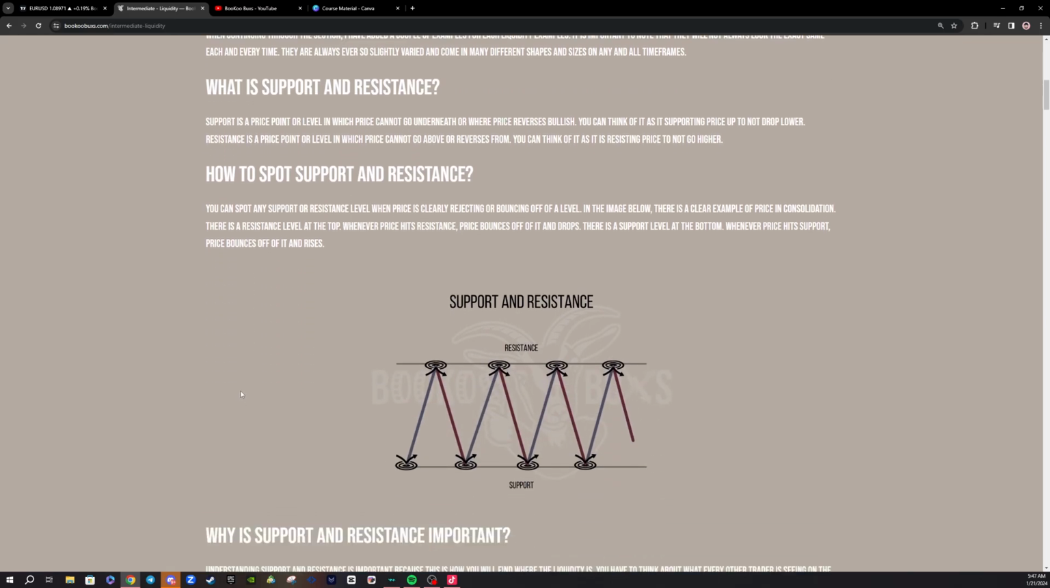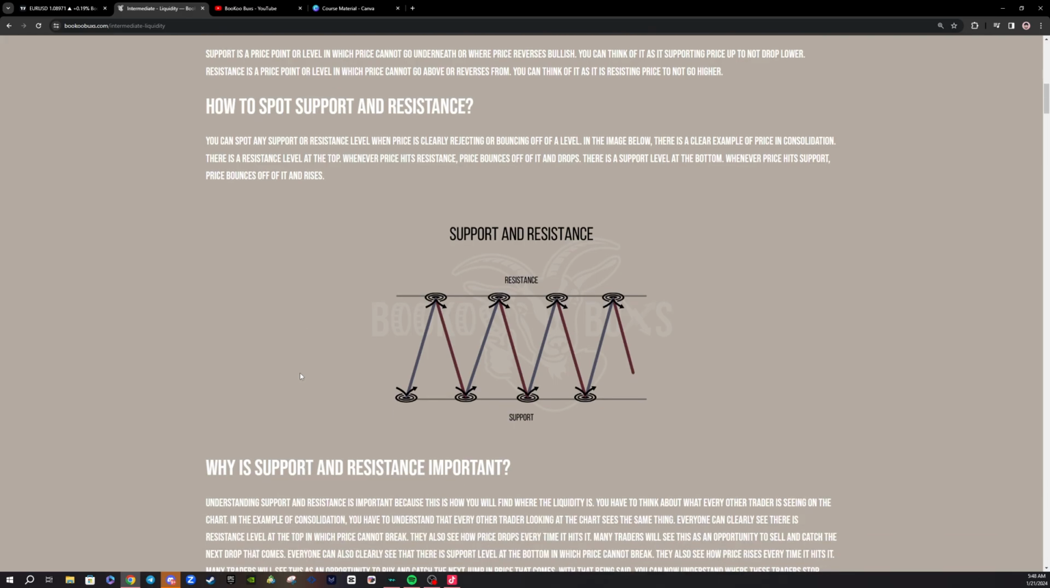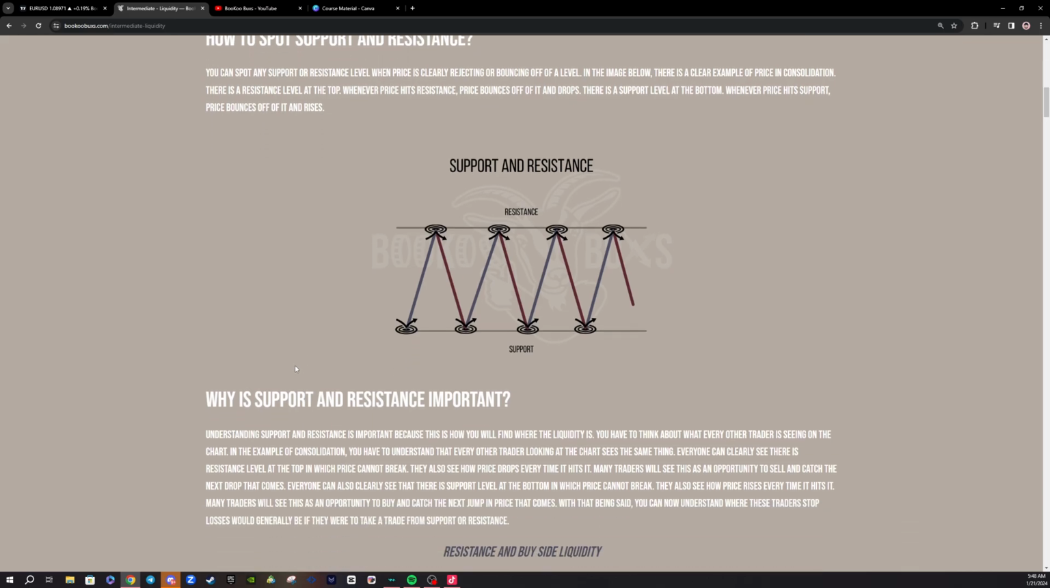How to spot support and resistance. You can spot any support or resistance level when price is clearly rejecting or bouncing off of a level. In the image below, there is a clear example of price in consolidation. There is a resistance level at the top. Whenever price hits resistance, price bounces off of it and drops. There is a support level at the bottom. Whenever price hits support, price bounces off of it and rises.